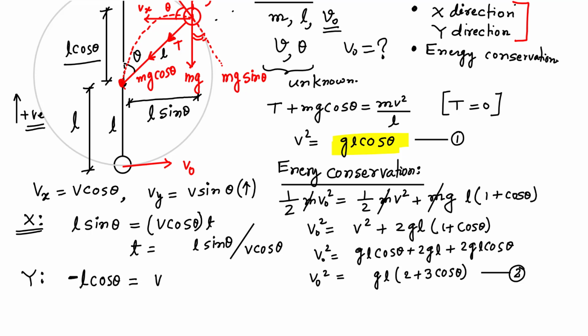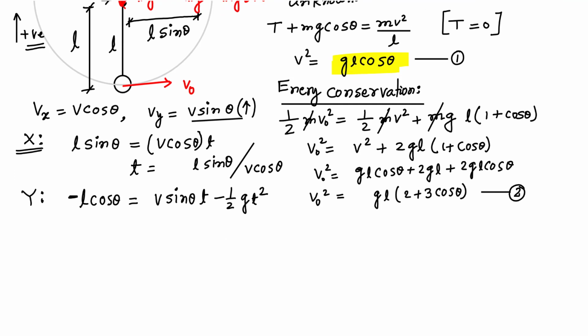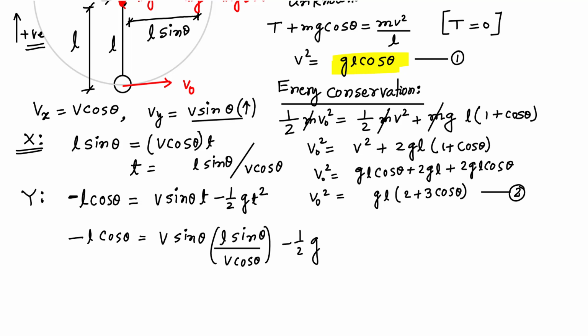The initial velocity is v sin theta times t, and the acceleration is in the downward direction, that's why there is a negative sign, minus half g t square. But we know the time, so we can plug in the value of time. v sin theta, and time is nothing but L sin theta divided by v cos theta. So this is my time, minus half g t square. Time is L sin theta divided by v cos theta.